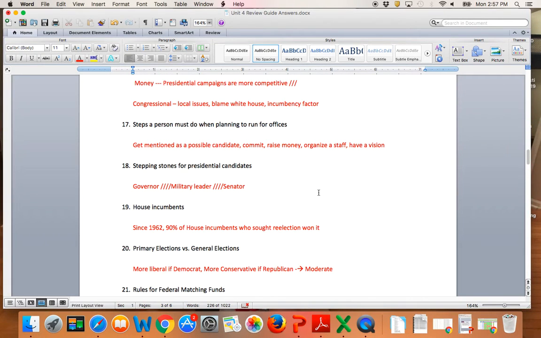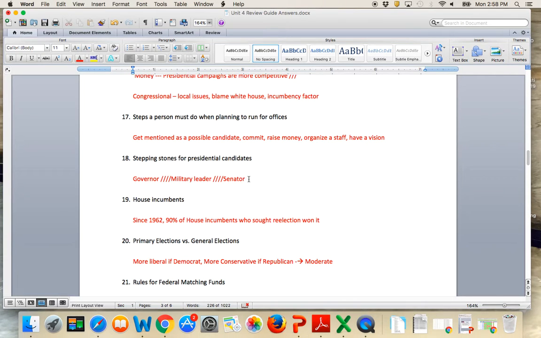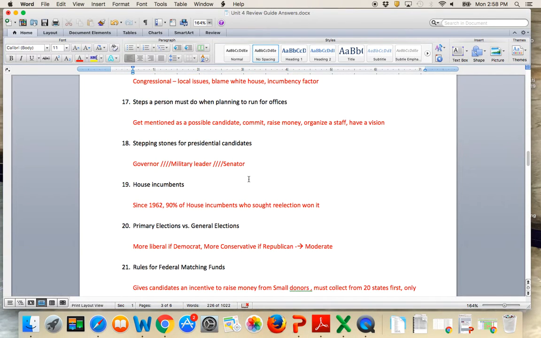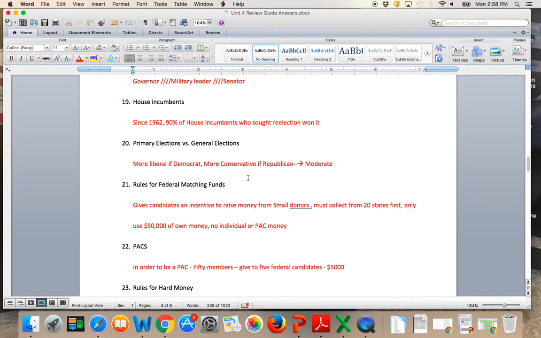In order to become a presidential nominee or talk about running, you have to get mentioned maybe by another candidate or a governor, another politician. You have to commit. It's a 24-month commitment. You have to raise enough funds. Then you begin organizing a staff and having a vision for your campaign. And then a couple stepping stones: governor, military leader, senator are the normal stepping stones for a presidential candidate. House incumbent, the big thing here, 90% of House of Representatives are re-elected at a 90% rate.